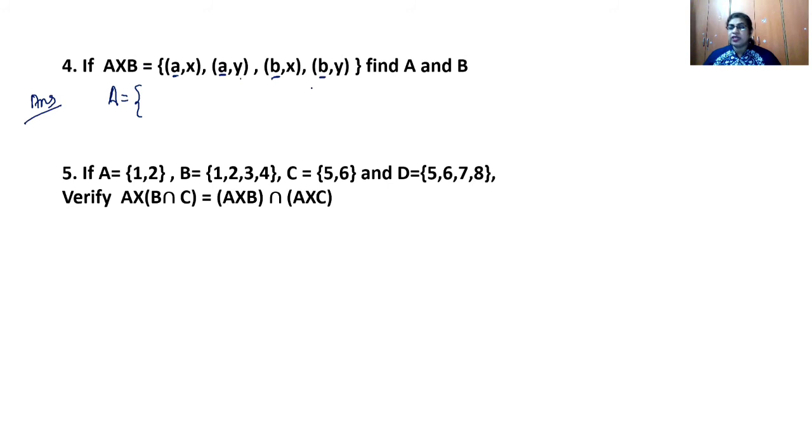Which are the elements you can see? Only 2 elements. Don't repeat the elements, fine. Which are the elements you can see? A and B. So set A is equal to {A, B}. This is your first set. Go to the second set.